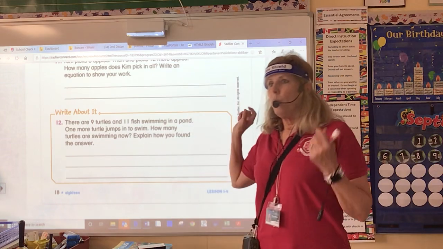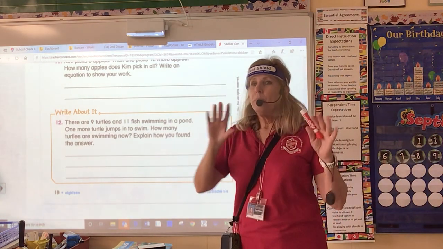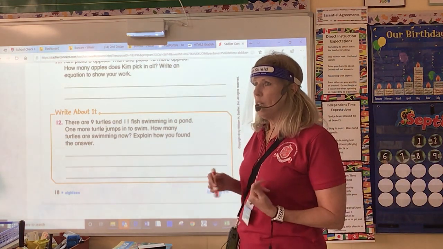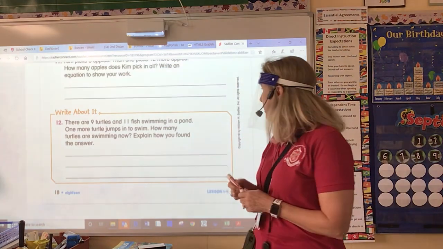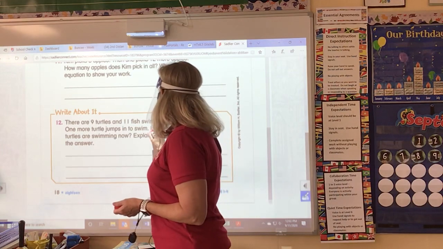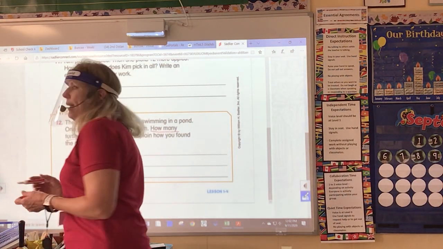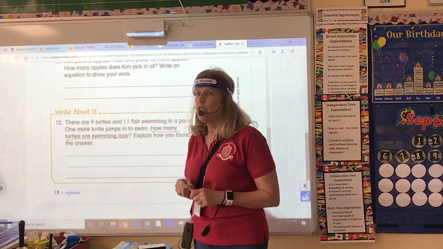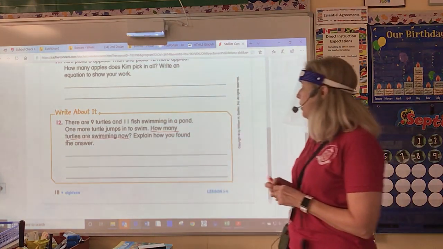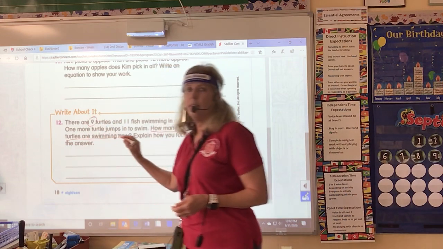So, when we use cubes, what numbers are we going to circle? Before we circle our numbers, let's go ahead and underline our question. So what is our question, Corey? How many turtles are swimming now? Okay, so what are we going to circle? Stephen, what are we going to circle? We're going to circle 9 and 11. Okay, so you want to circle 9 and 11.